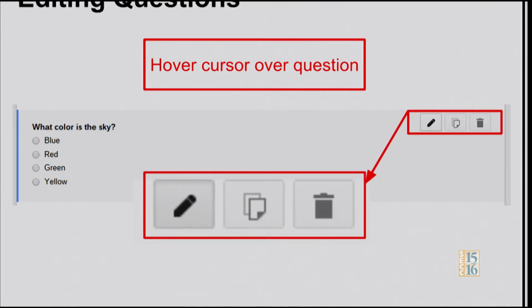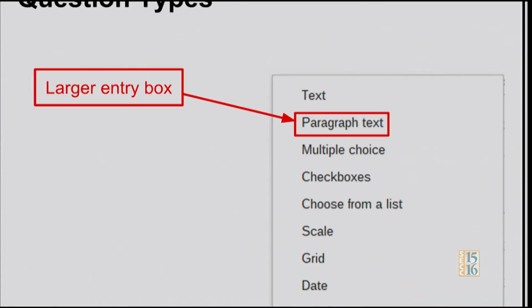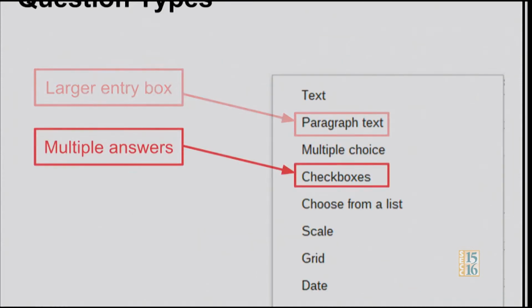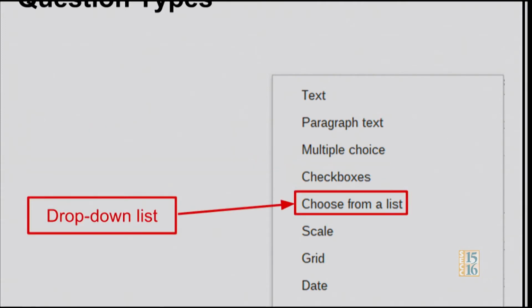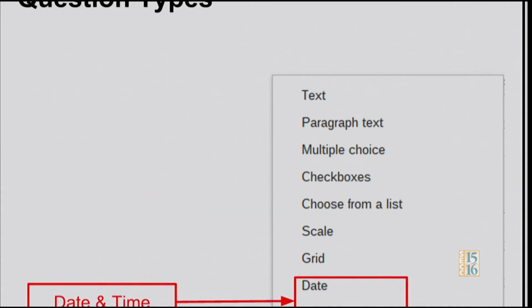You'll see the editing options there. The pencil edits it. You can duplicate. You can delete it. Paragraph text is just a larger text box. Check boxes if it's multiple answers. Drop-down list, just choose from a list.